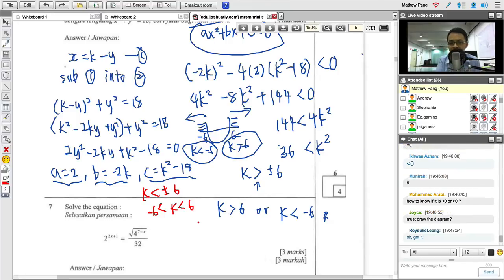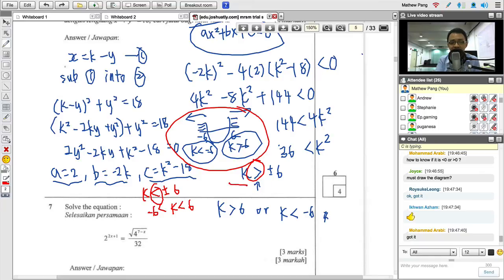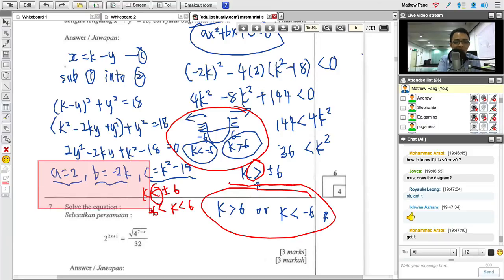You must draw the diagram. This diagram is unnecessary, but for understanding purposes, yes, you can draw it. So this inequality, bigger or less, is very important. A lot of students will stop their answer at this step. You will be minus half a mark or one mark for not getting this one. So make sure you do it. Okay, let me just erase some of it and move on to the next part.